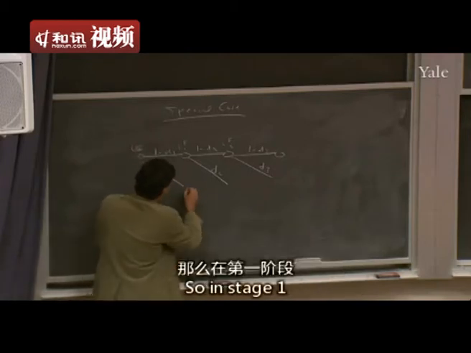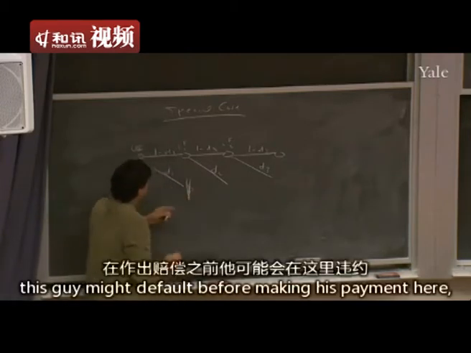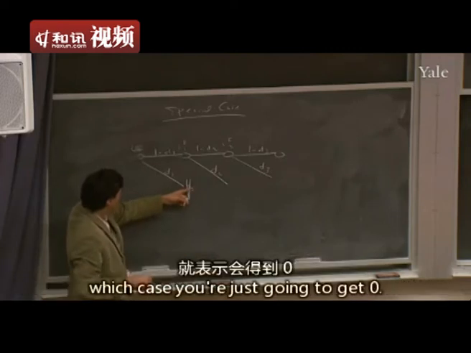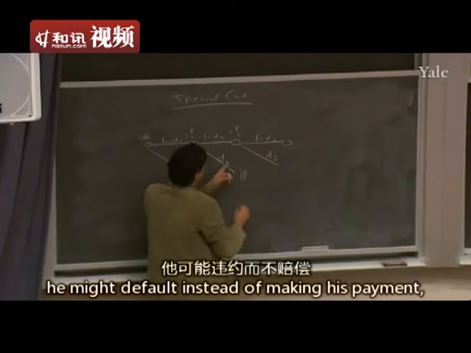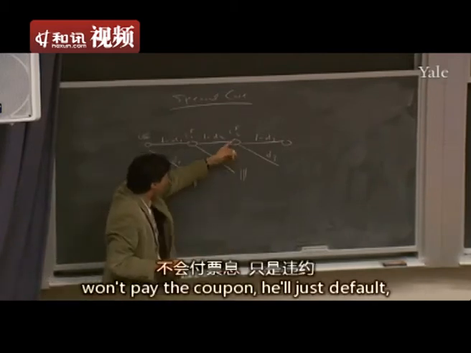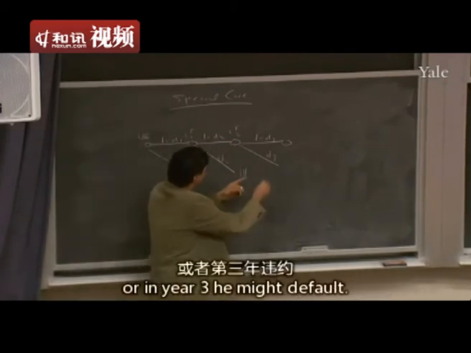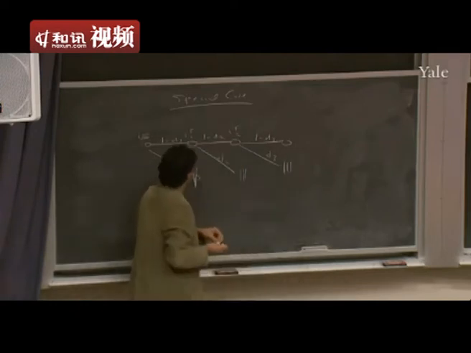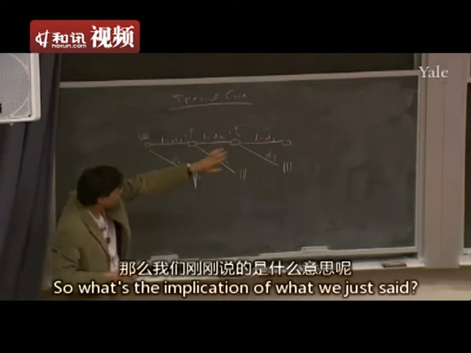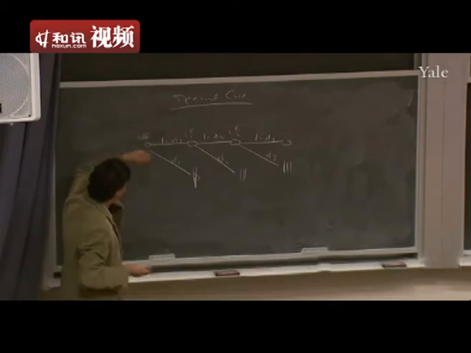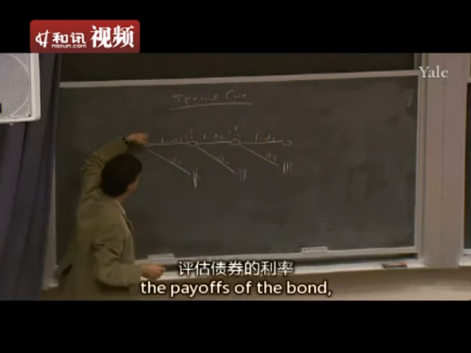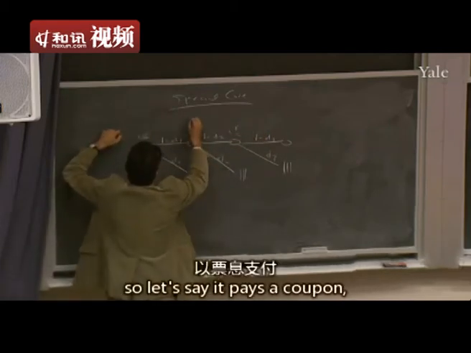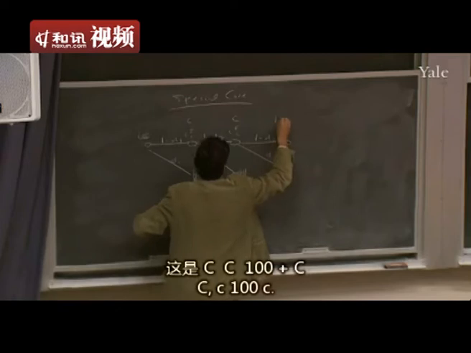So in stage 1, this guy might default before making his payment here, in which case you're just going to get 0. In stage 2, he might default instead of making his payment, won't pay the coupon, he'll just default, or in year 3, he might default. Okay, so what's the implication of what we just said? You can evaluate this bond, the payoffs of the bond, so let's say it pays a coupon, C, 100 plus C.